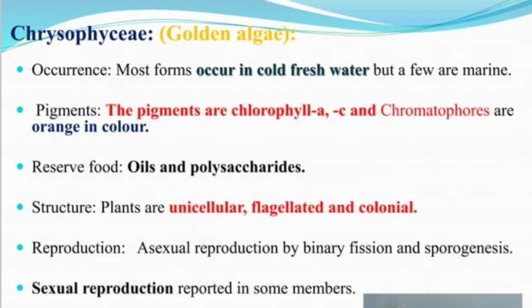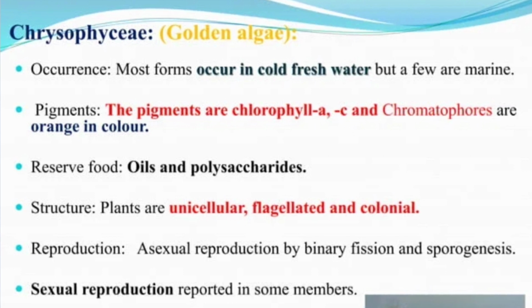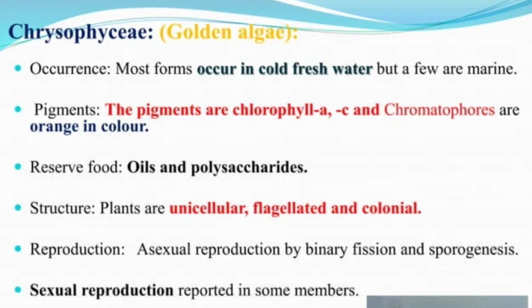Reproduction: asexual reproduction by binary fission and sporogenesis. Sexual reproduction reported in some members. Examples: Prymnesium, Chrysophora, Dinobryon. Cell wall is siliceous or calcified, cellulose absent.